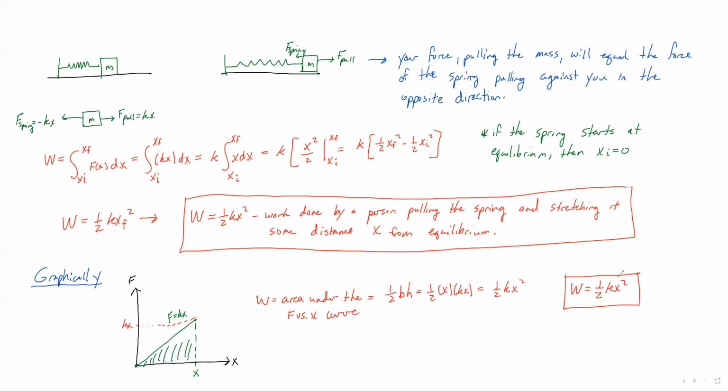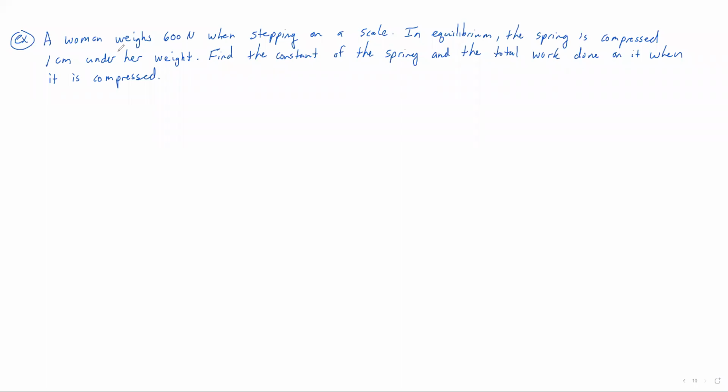So let's do a quick problem which will help us deal with the spring. Okay, so we have a woman that weighs 600 newtons and she steps on a scale. In equilibrium, the spring is compressed 1 centimeter under her weight. Find the constant of the spring and the total work done on it when it is compressed.